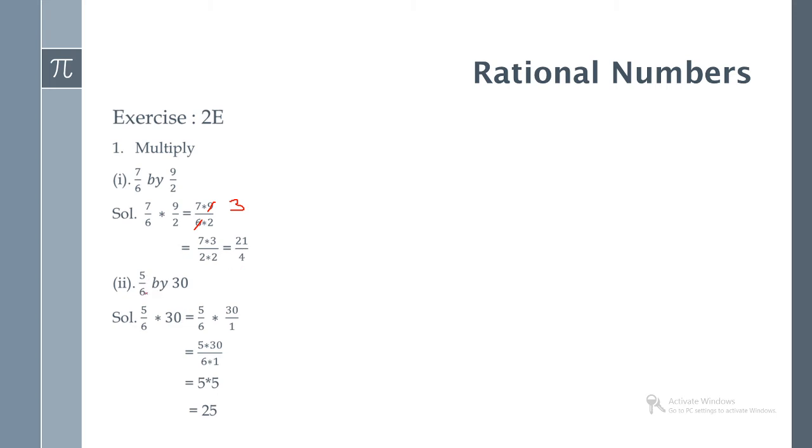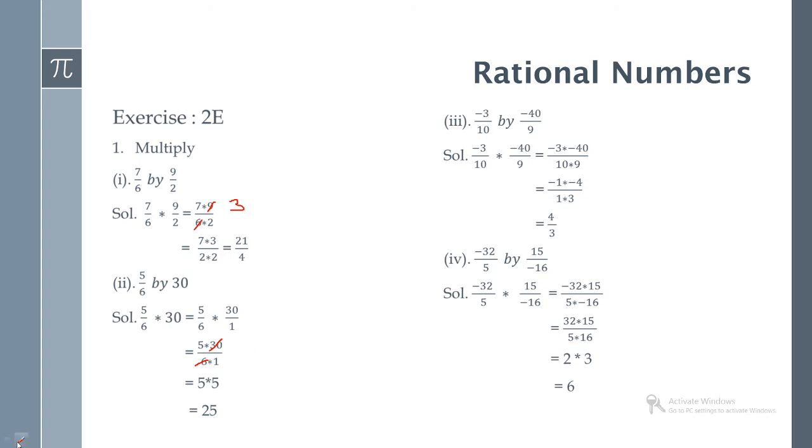Now 5 by 6 by 30. So 5 by 6 into 30, that is nothing but 5 by 6 into 30 by 1. So 5 into 30 by 6 into 1. Now can we cancel the numbers here? Yes. With the 6 table, 6 ones are 6, 6 fives are 30. So that's the reason 5 into 5 by 1 into 1. So 1 into 1 is nothing but 1 only. So 5 into 5 is 25.